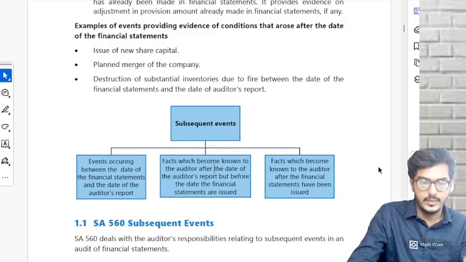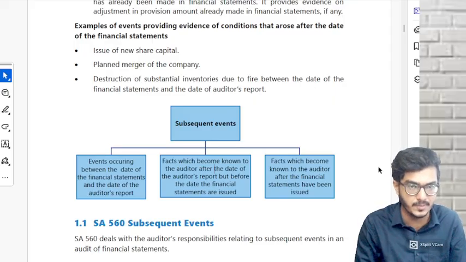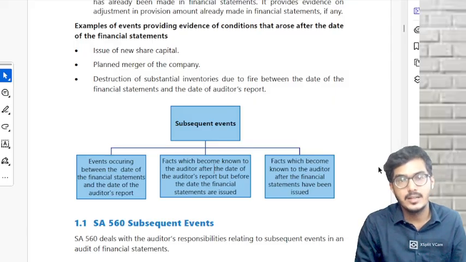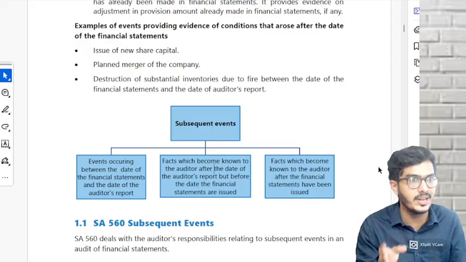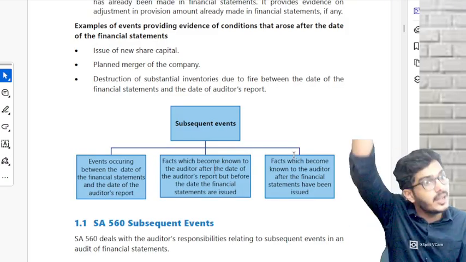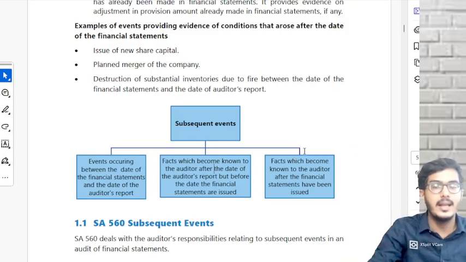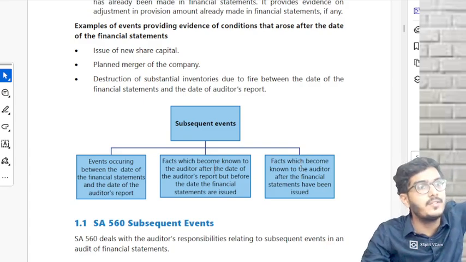Just a minute. Continuing, I told you there are 3 subsequent events. First is the event which is occurring between the date of the balance sheet and the date of the auditor's report. The other 2 are facts. What is the second one? Facts which the auditor comes to know between the date of the auditor's report and the date the financial statements are issued. Issued to whom? Issued to the users. And third one, facts which have become known to the auditor after the financial statements are issued.